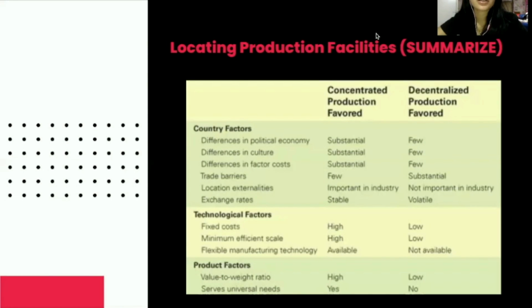Alternatively, decentralization of production is appropriate when differences between countries in factor cost, political economy, and culture do not have a substantial impact on the cost of manufacturing in various countries, and the trade barriers are high, and location externalities are not important, and volatility in important exchange rates is expected. And the production technology has low fixed cost and low minimum efficient scale, and flexible manufacturing technology is not available. And the product's value to weight ratio is low. And last, the product doesn't serve universal needs.